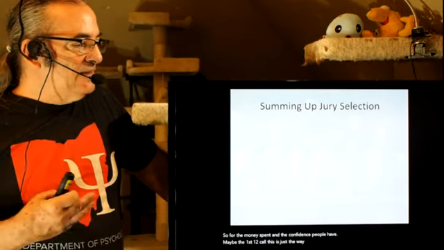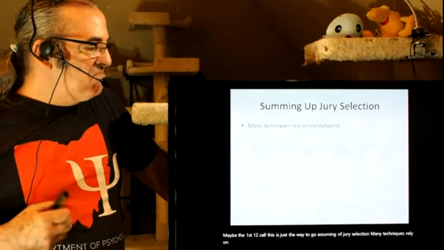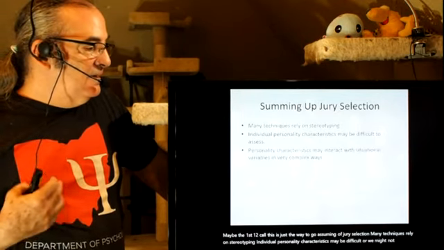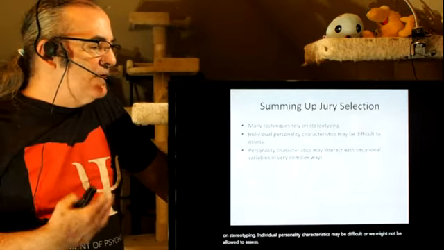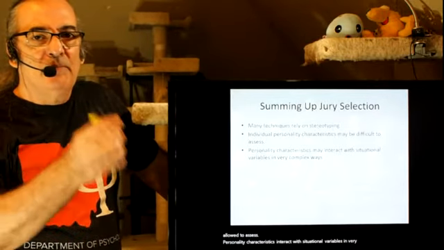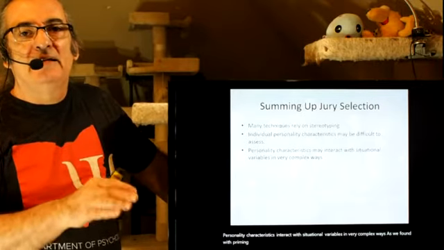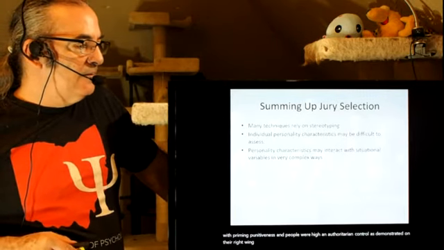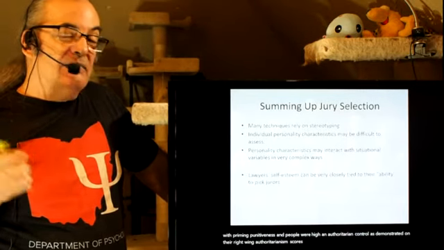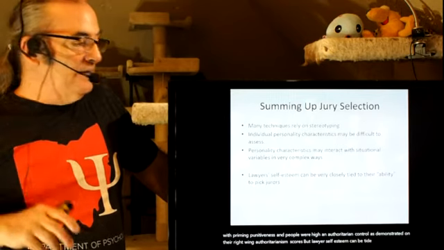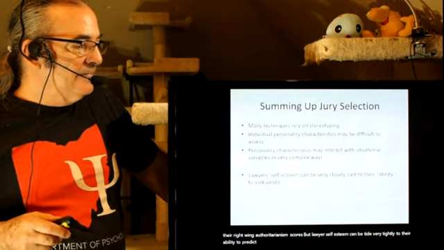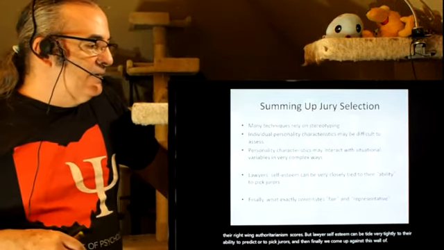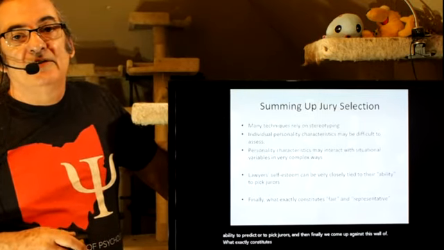Summing up jury selection, many techniques rely on stereotyping, right? Individual personality characteristics may be difficult, or we might not be allowed to assess, right? Personality characteristics interact with situational variables in very complex ways, as we found with priming punitiveness and people high in authoritarian control, as demonstrated on their right-wing authoritarianism scores. But lawyer self-esteem can be tied very tightly to their ability to predict or to pick jurors. And then finally we come up against this wall of what exactly constitutes fair and representative.